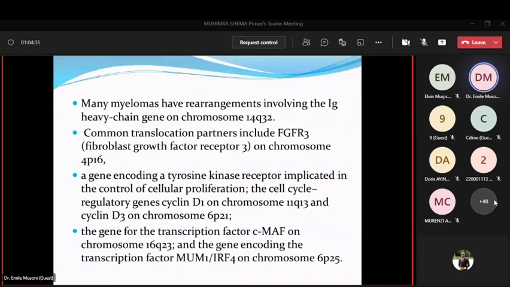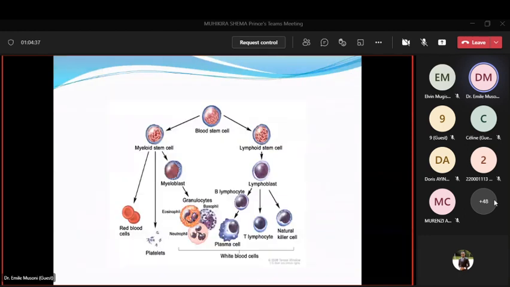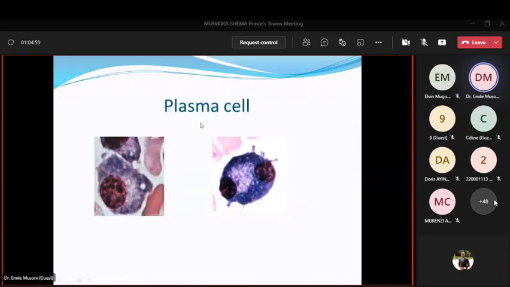On this image, you see the blood stem cells. Myeloid stem cells develop into myeloblasts. Lymphocyte stem cells develop into lymphoblasts and B lymphocytes, and you know that after a B lymphocyte encounters an antigen, it will become a plasma cell and start secreting antibodies. And the plasma cell is the cell involved in multiple myeloma.